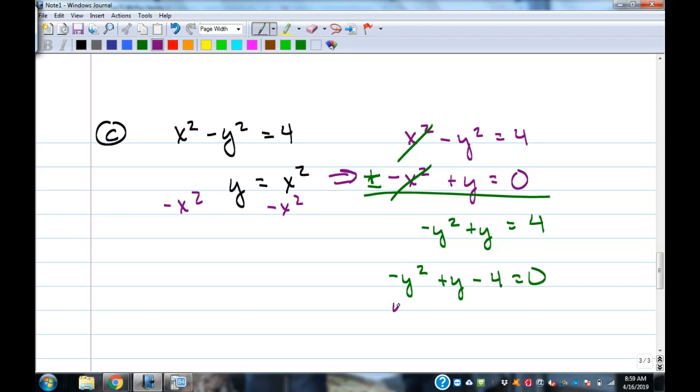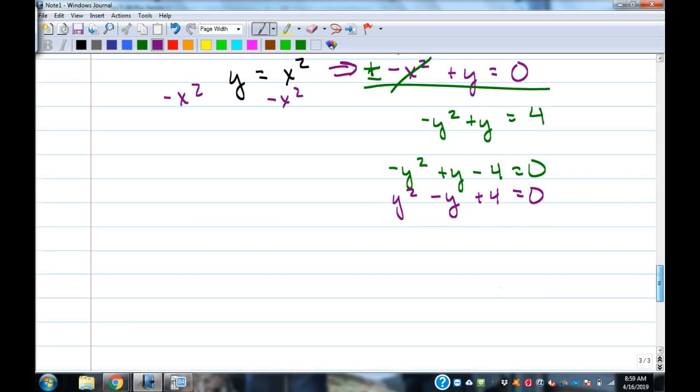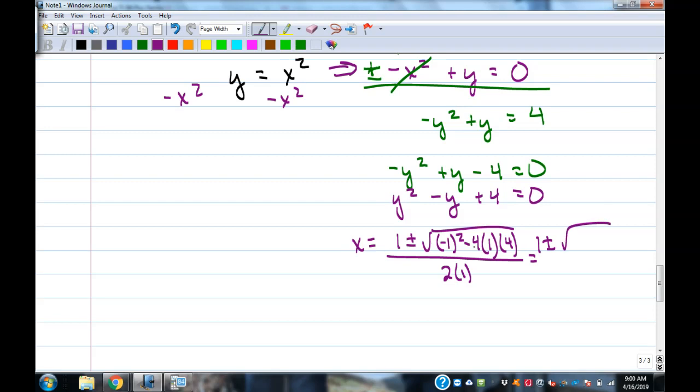I'm going to go ahead and flip all the signs just so it makes it easier to do quadratic formula with, so I don't have to deal with the extra negatives in there with the a. And so I'm going to do quadratic formula on this one because I don't know anything that multiplies to be 4 and adds to be negative 1. So that's why I'm going that route. Positive 1 plus or minus the square root of b squared minus 4ac. So negative 1 squared minus 4 times 1 times 4 over 2 times 1. So that's 1 plus or minus the square root of 1 minus 16, which is negative 15, over 2.